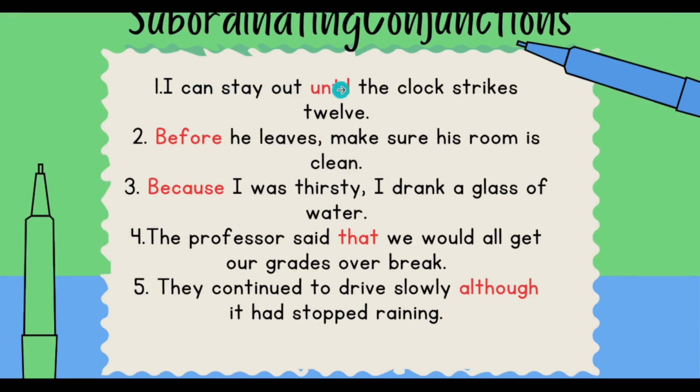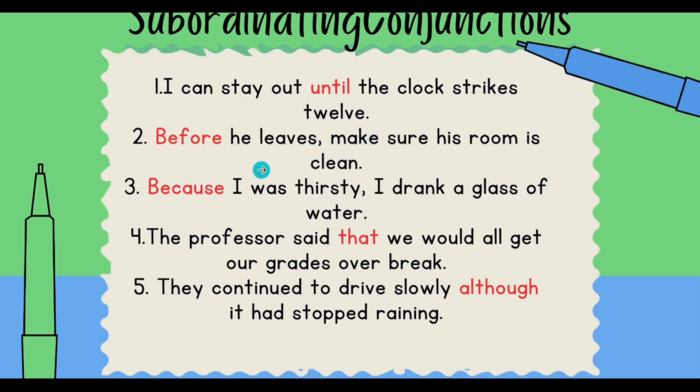I can stay out until the clock strikes 12. Here, until is a subordinating conjunction. I can stay out is an independent clause. Until the clock strikes 12 is a subordinate clause. That is, always a subordinate clause starts with a subordinating conjunction. Before he leaves, make sure his room is clean. Now, if the dependent clause comes first, use a comma before the independent clause.